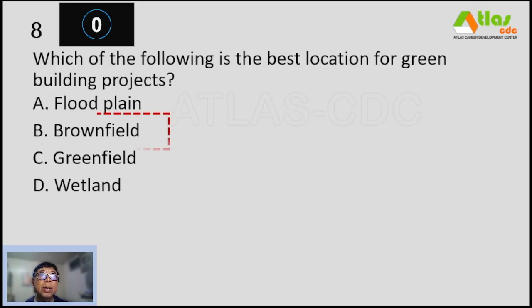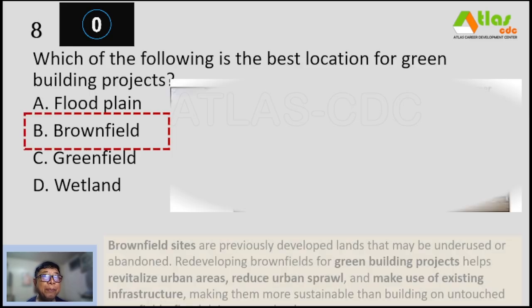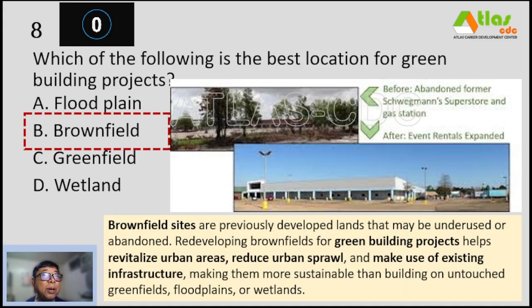And our correct answer is letter B, brownfield. So brownfield sites are previously developed lands that may be underused or abandoned. Redeveloping brownfields for green building projects helps revitalize urban areas, reduce urban sprawl, and make use of existing infrastructure, making them more sustainable than building on untouched greenfields. Floodplains or wetlands are actually hindi recommended.